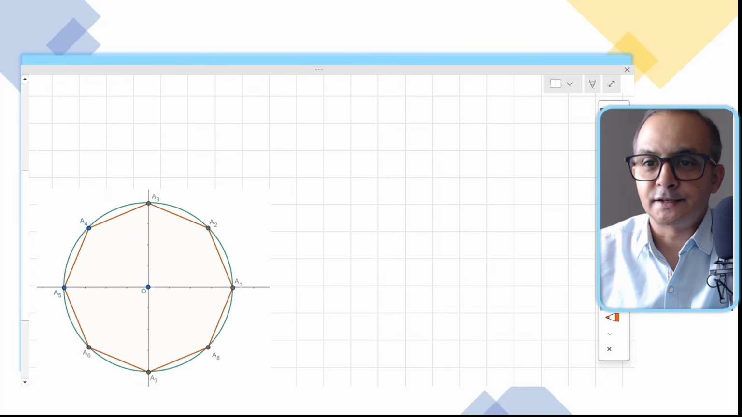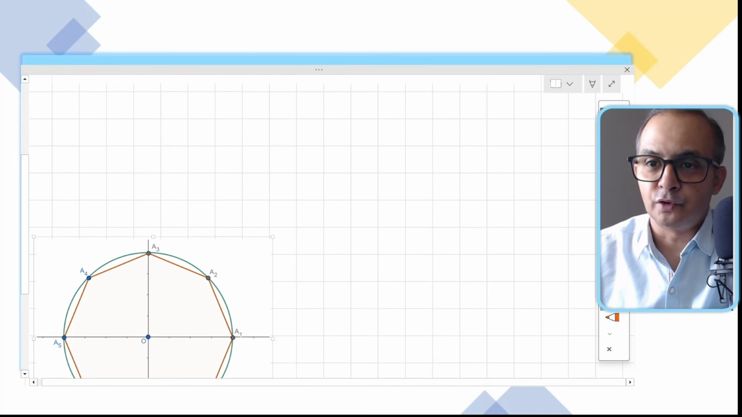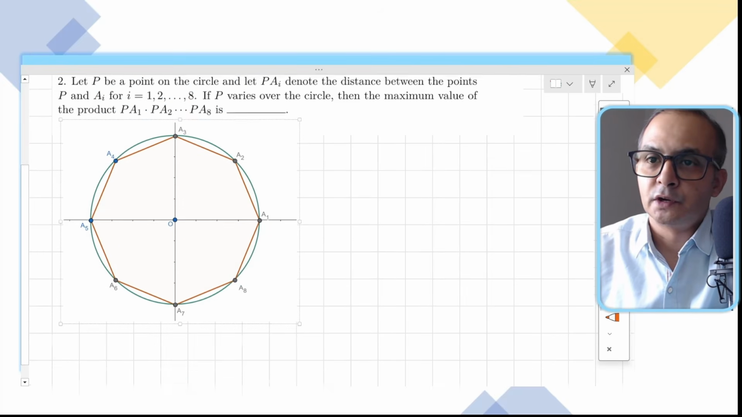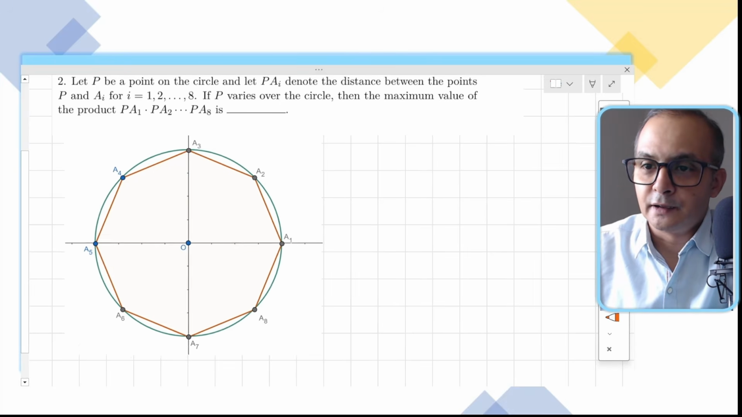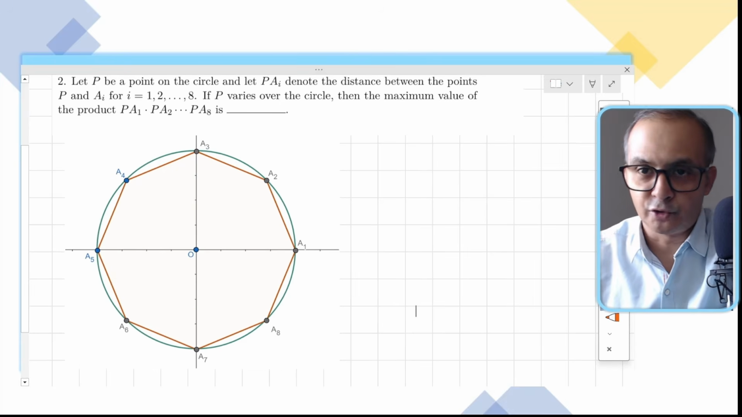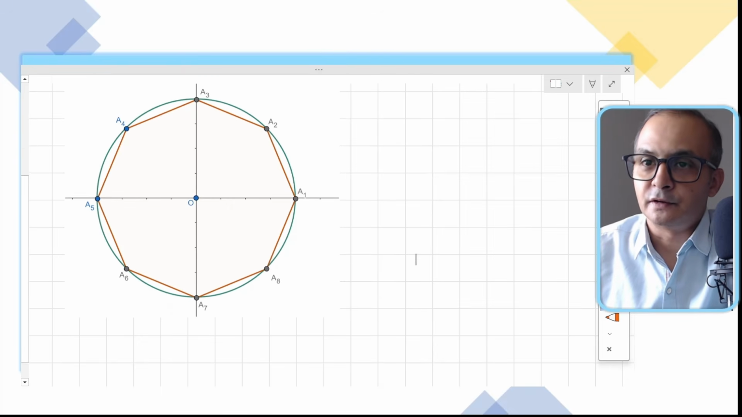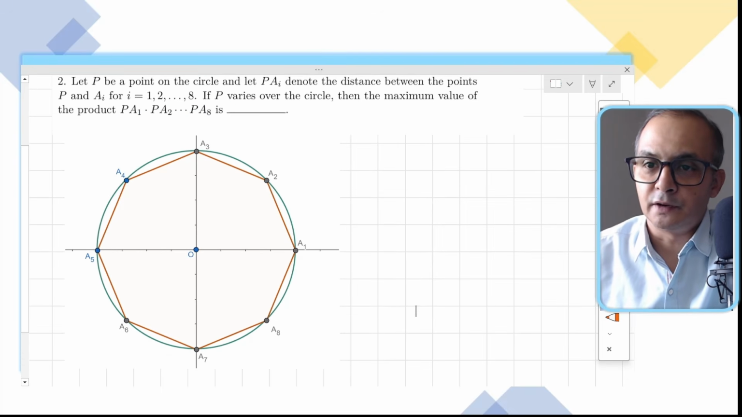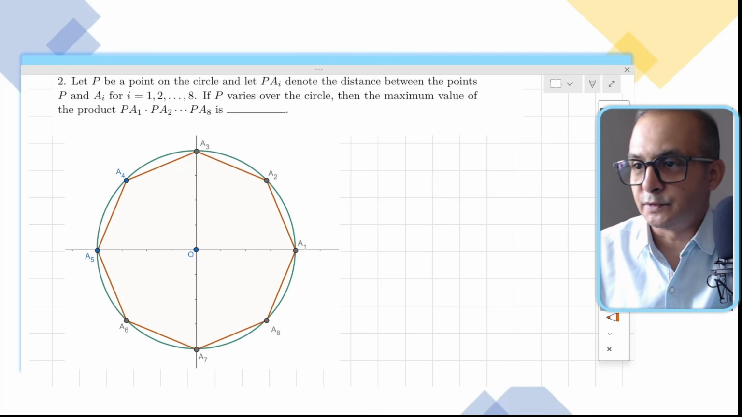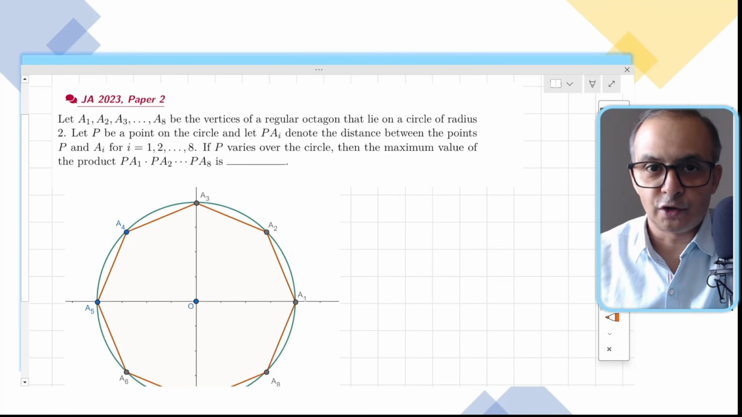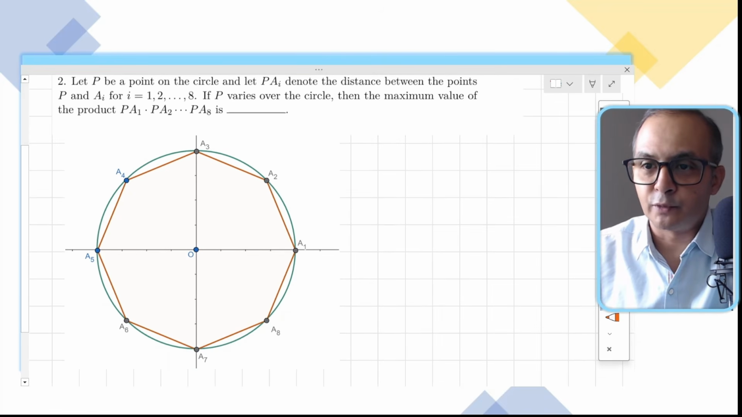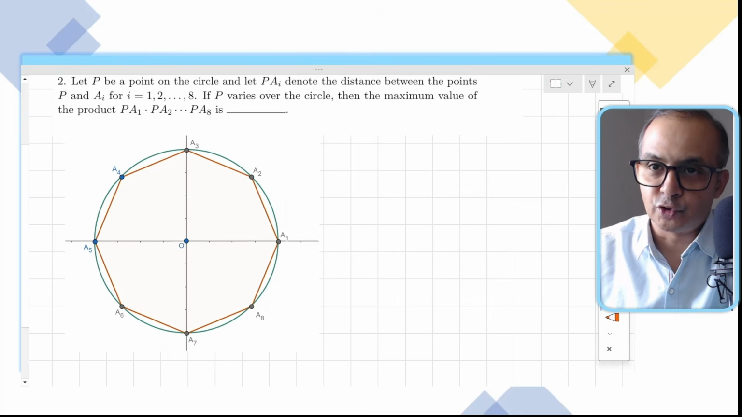So first, let's understand the geometry of this problem. I have already made this picture in GeoGebra so that my hand-drawn figure will not hinder the concept. So the idea is this. This question was solved with complex numbers also, but I'm going to present the solution with trigonometry.